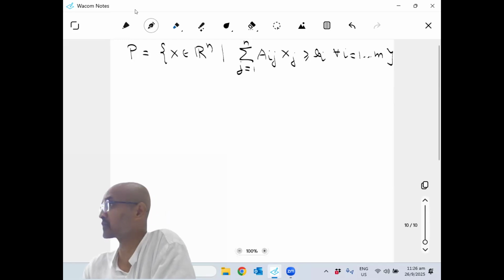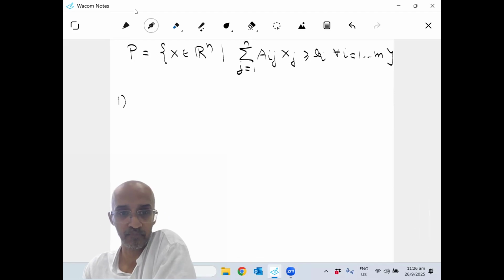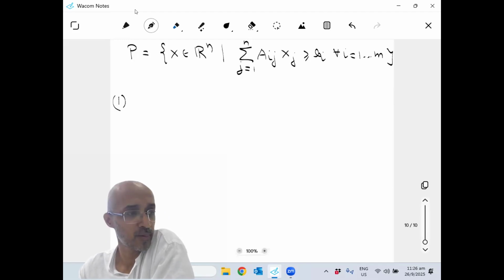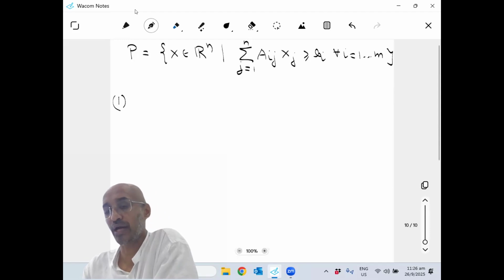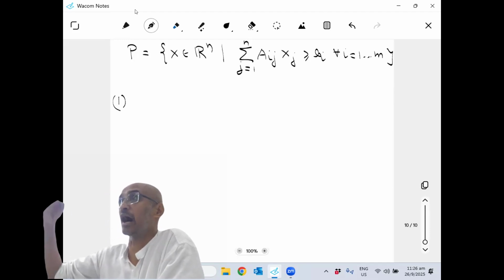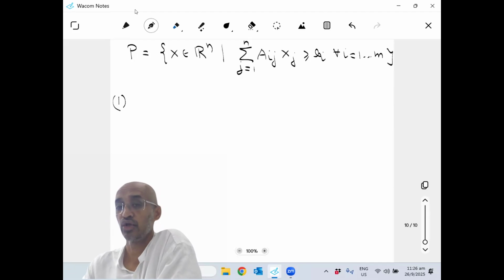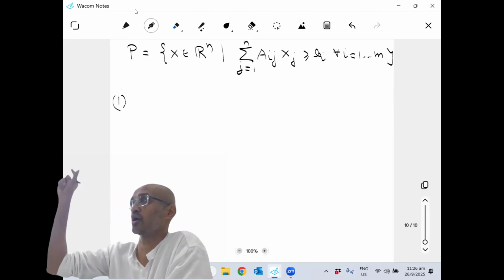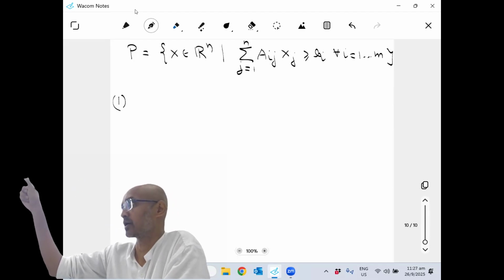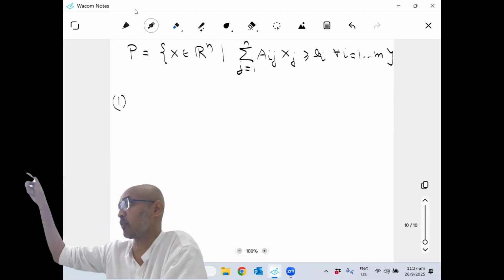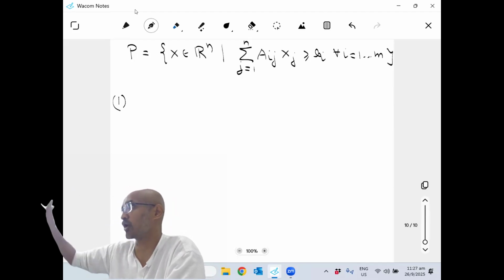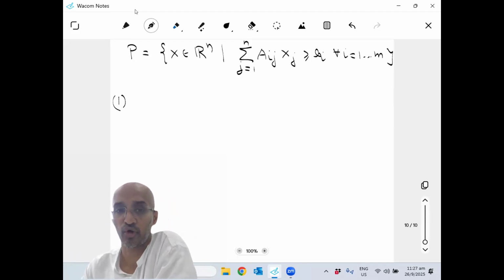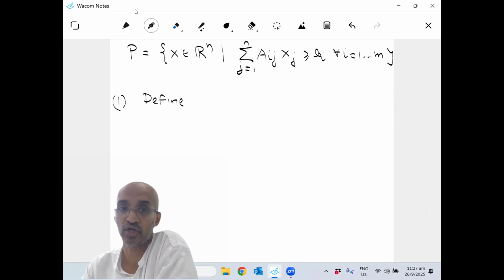So the algorithm goes as follows. This is the Fourier-Motzkin elimination method. Step one: we are interested in projecting out the xn-th variable. There are m constraints. Each of the constraints will have a coefficient a_in corresponding to the nth variable, which is the last column of the A matrix. We're going to define three sets depending on the signs of this. So define three sets.